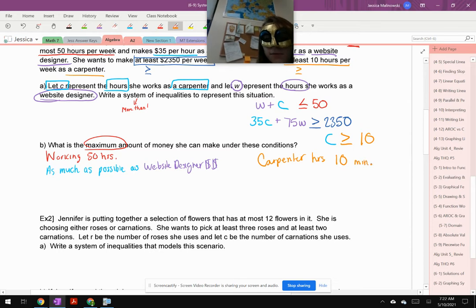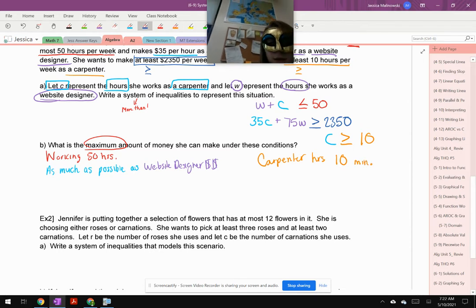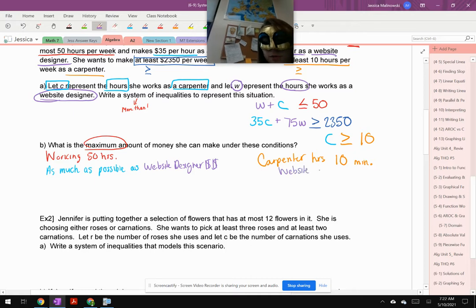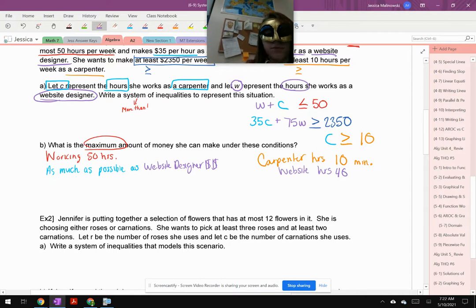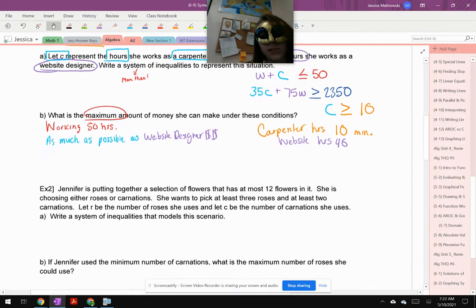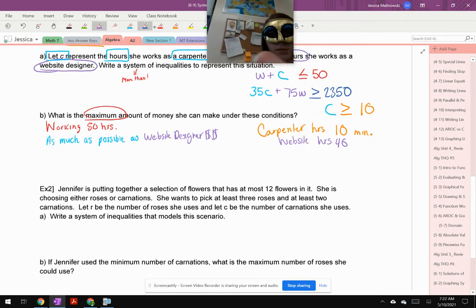That's the minimum, which would make website designer hours have to be 40 to get 10 plus 40, 50. All right, but that doesn't tell us how much money she can make. We're going to use how much she makes at each job.